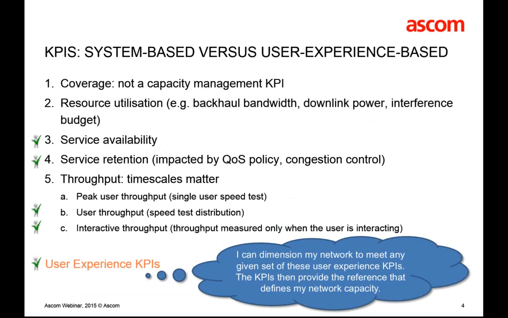They do not care about engineering terms like resource utilization and how much downlink power is being consumed at the node B. They do not care about peak user throughput because users never get to experience it. They care about being able to get that interactive throughput even during the busiest of hours. So really, I can dimension my network to meet any given set of these user experience KPIs. Those are the business decisions that Max was talking about. Having chosen those key target KPIs, the idea is to then build, using our tool hopefully, a methodology for managing that capacity.